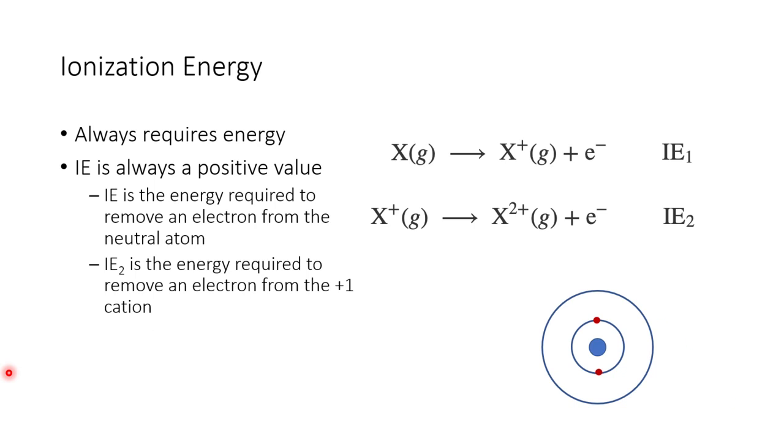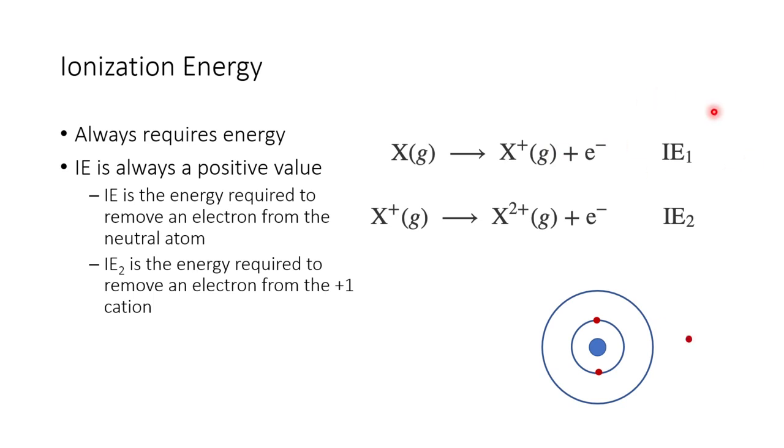So with ionization energy, it always requires energy. It's always a positive value, okay? So when you are yanking an electron away from an atom, it's costing you energy. It's an endothermic process.